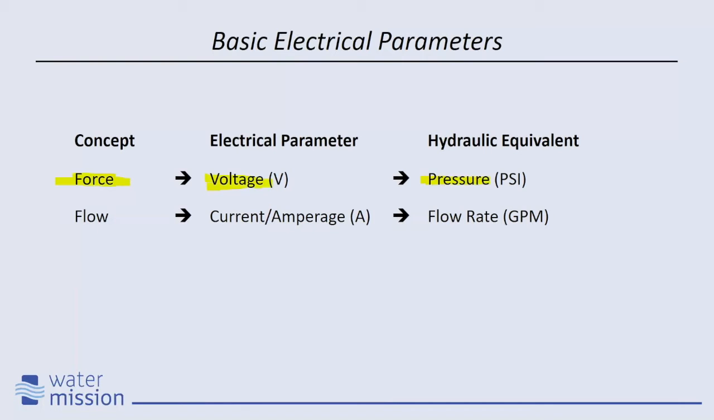If we were to talk about flow, how much of something is moving, we use flow rate in water systems. That could be gallons per minute, liters per hour. And in electrical systems, we describe the current. The units for current are amperes, or more simply amps.